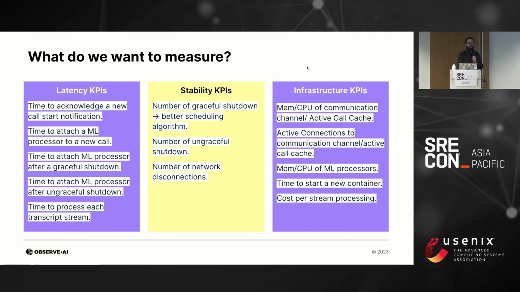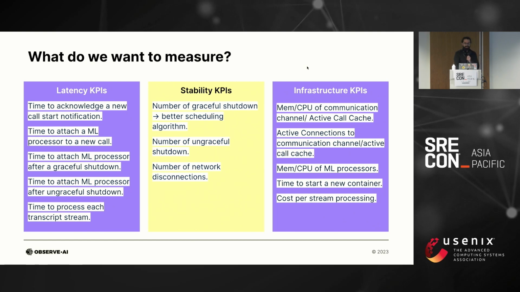In terms of stability, we would like to know how many graceful shutdowns we are triggering. Do we need a better scheduling algorithm in Kubernetes, or is the off-the-shelf one working for me? The number of ungraceful shutdowns, so as to check my hardware stability or any unwarranted bugs that I may have in the systems. And finally, the number of network disconnections, which covers the queues and the caches that I have. Am I dropping the network connections due to some network issues?